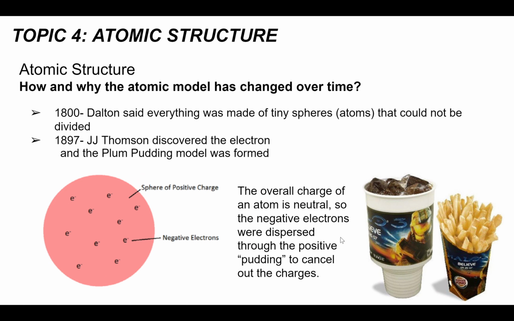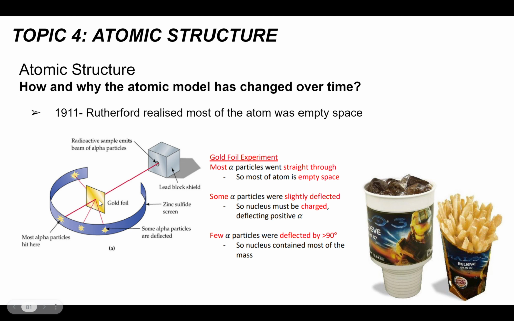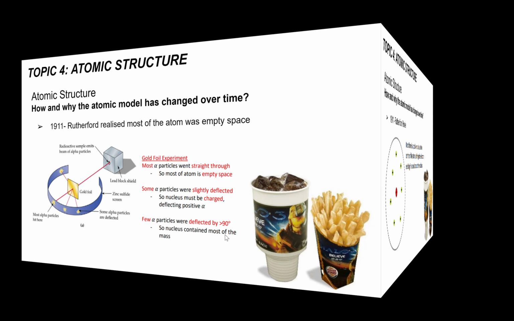In 1911, Rutherford realized most of the atom was empty space, so the gold foil experiment is important to know. Most alpha particles went straight through, so most of the atom is empty space. Some alpha particles were slightly deflected, so the nucleus must be charged, deflecting a positive alpha. Few alpha particles were deflected by a 90-degree angle, so the nucleus contained most of the mass.